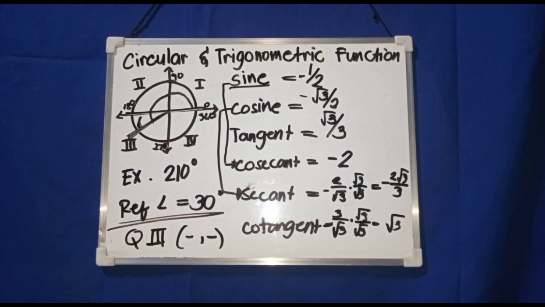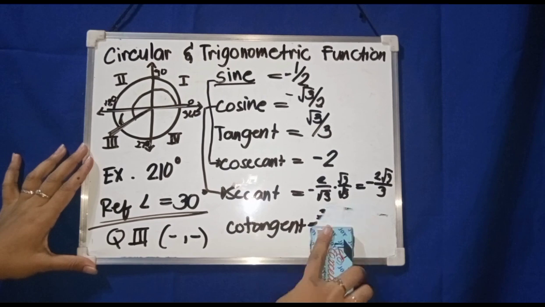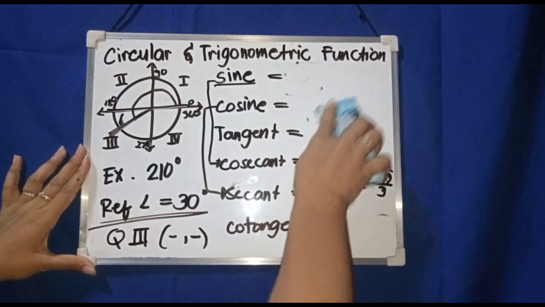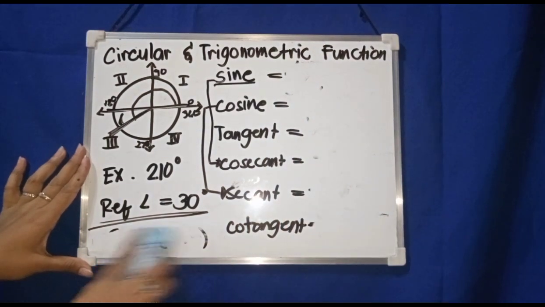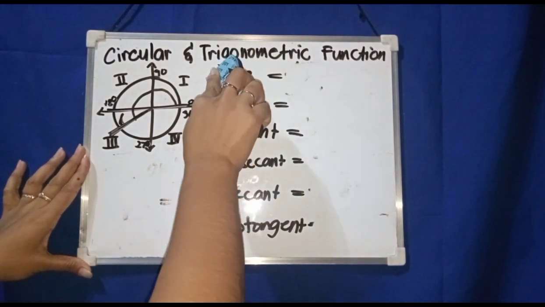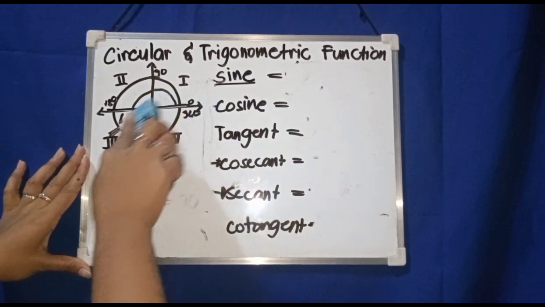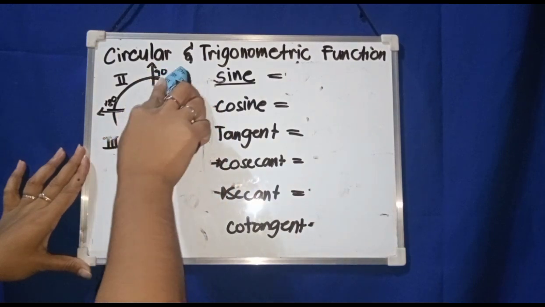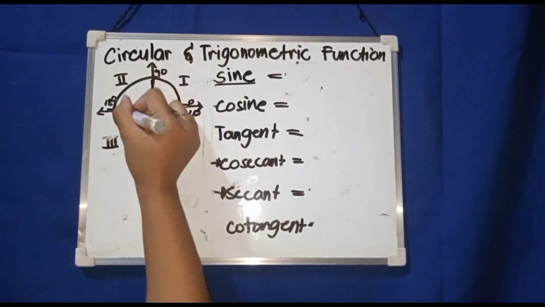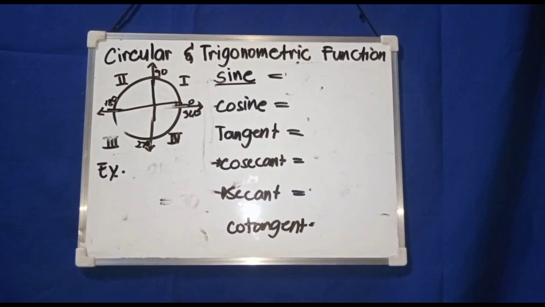So that's how you do the circular and trigonometric functions. Okay, how about, let's have another example. Example, let's say 45 degrees.